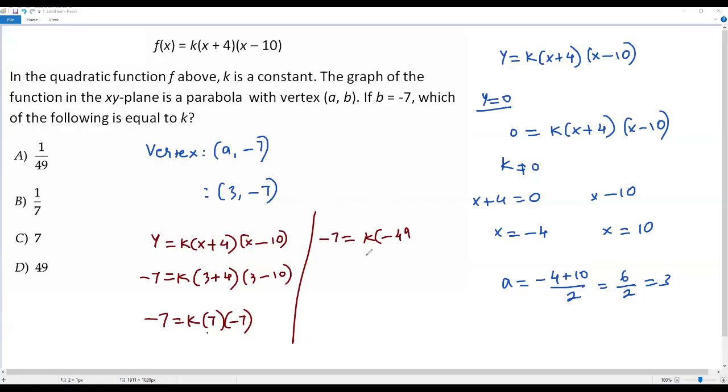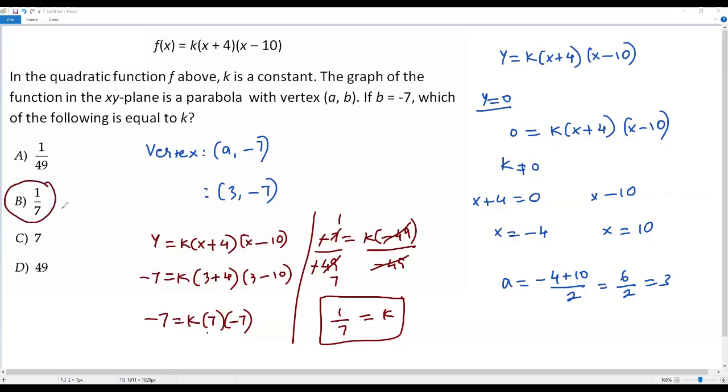Now to solve for k, I have to divide both sides by -49 to get rid of this -49, which is multiplied by k. Let me divide the left side by -49. So the -49 will cancel. Here the negative will cancel out. 7 goes into 7 one time, 7 goes into 49 seven times. We get 1 over 7 on the left side, and on the right side we have k. Now I got the value of k. The value of k is 1/7. We find 1/7 in answer choice B. The correct answer choice for this question is B.